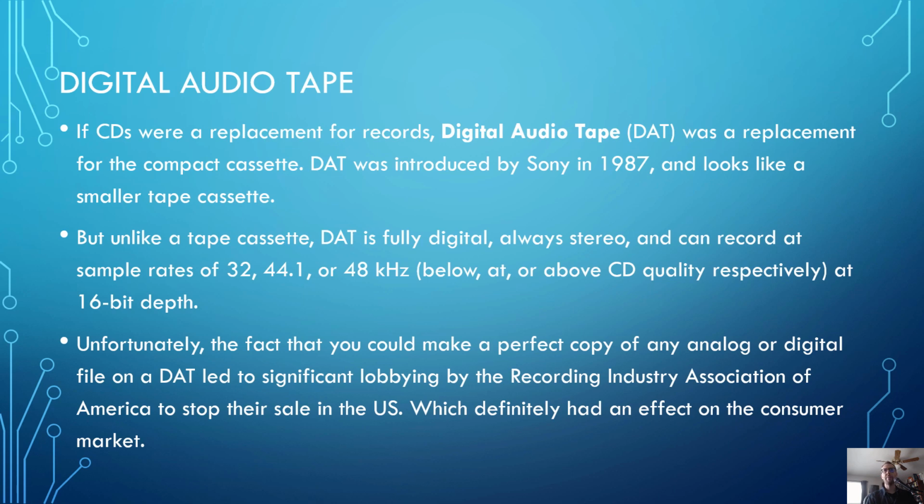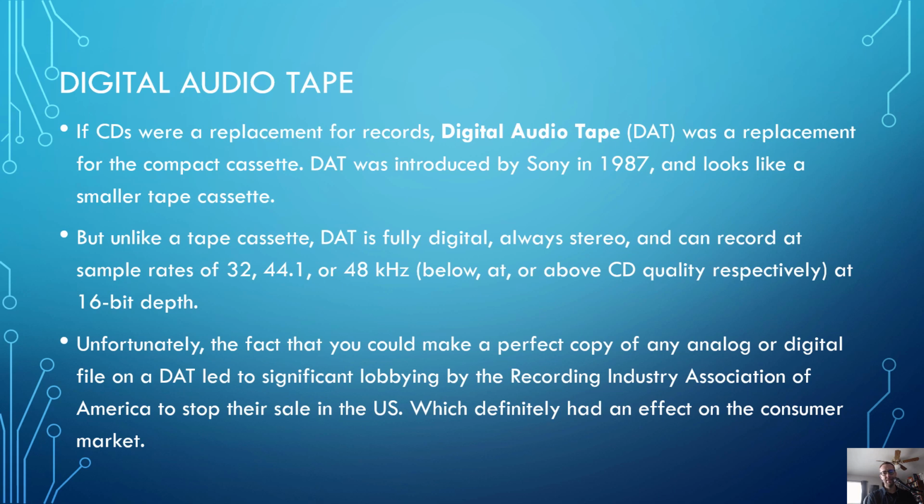But if CDs were going to be a replacement for records, digital audio tape, or DAT, was intended as a replacement for the tape cassette. DAT was created by Sony and introduced in 1987, and it looks like a smaller tape cassette. But unlike a tape cassette, it's fully digital, it is always stereo, never mono, and you can record at sample rates of 32, 44.1, or 48 kilohertz, which is below, at the same level, or above CD quality levels at 16-bit depth.